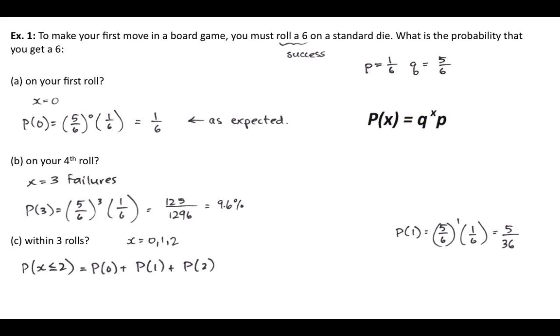So when we figure this out, we've already done the probability of 0, which is 1/6. Here's P of 1, which is 5/36, and P of 2 is 25 out of 216. Let's add them up. You can make common denominators or use your calculator, and we get 91 out of 216. So it's about a 42% chance that within 3 rolls, you'll get that 6 you need. We get asked tons of different questions: what's the probability that you get a 6 within 6 rolls? Within 10 rolls? Of course, all of those probabilities build up closer and closer.